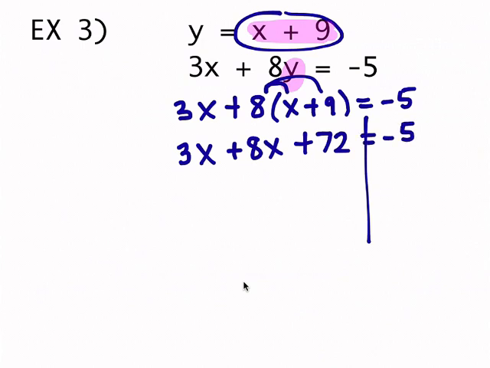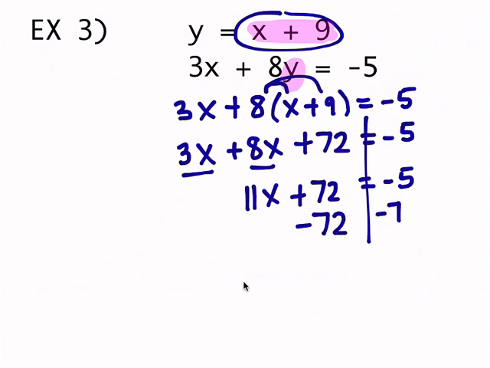Next, we combine like terms. I have x's here and here, so together I have 11 x's. Don't forget about your plus 72. Your negative 5 on the other side drops. To get rid of my plus 72, I take away 72 from both sides. And that leaves me with 11x is equal to negative 77.